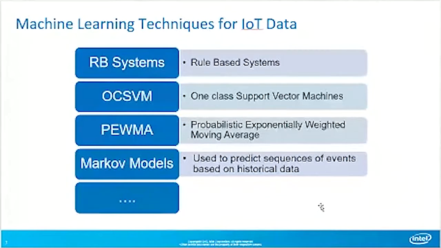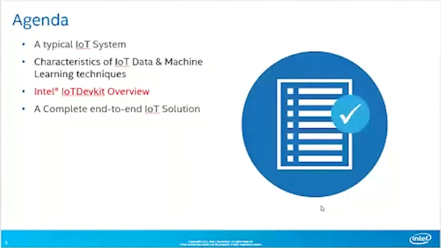And then the other one is Markov models. These are used to predict sequences of events based on historical data. Whatever patterns are present in the historical data, it can learn those patterns and then predict what the future is going to be. Again, these are used for predicting failures inside machinery or failures inside any other system. So these are the machine learning techniques, and there are a few other machine learning techniques out there, but these are the primary ones that are used in the field today. So those are the characteristics of the IoT data and the machine learning techniques.